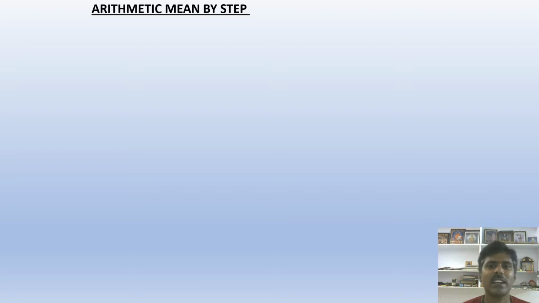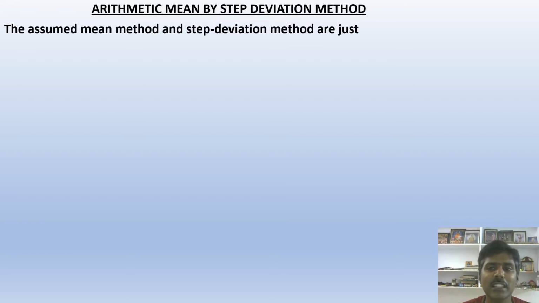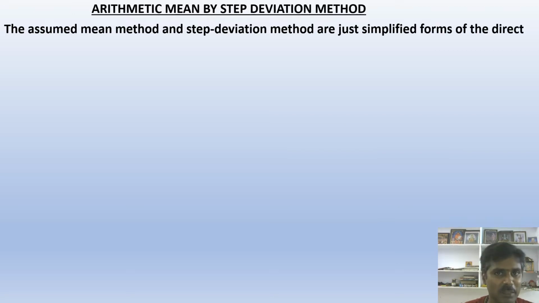We have already learnt about the direct method and assumed mean method previously. Now I am going with step deviation. The assumed mean method and step deviation method are nothing but simplified forms of the direct method, where we can find the arithmetic mean. To limit the calculations, we have the step deviation and assumed mean methods.